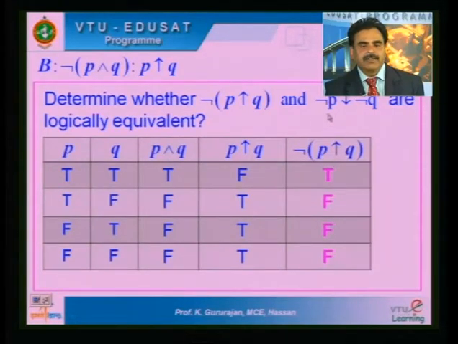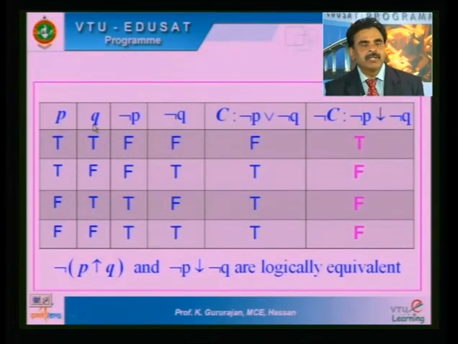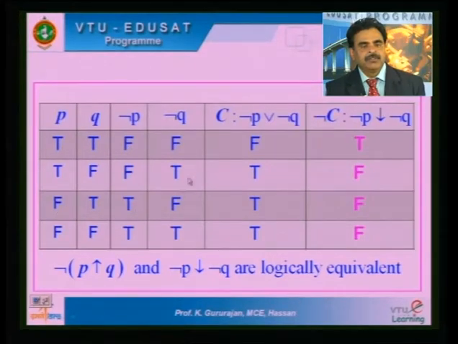So similarly, we should try to construct the truth table of this formula. Again, beginning with P, Q, I want negation P, negation Q, then negation P or negation Q, and then negation of this. That is the NOR, that is negation P NOR negation Q. As I have been explaining to you, if P is true, then its negation is false. If P is false, then its negation is true. Similar things are applicable to negation Q also. I told you that negation P or negation Q will be false only when both negation P and negation Q are false. Otherwise, it is always true.